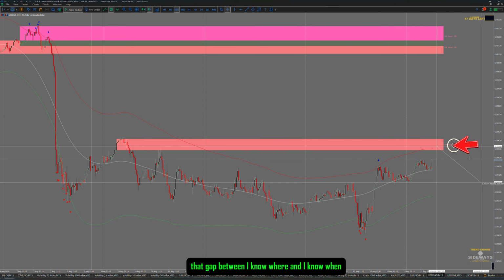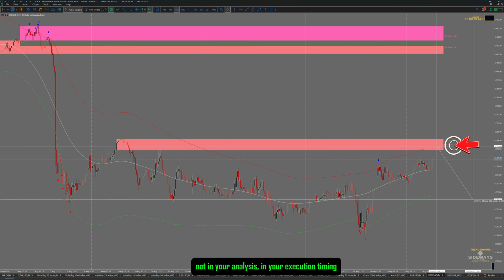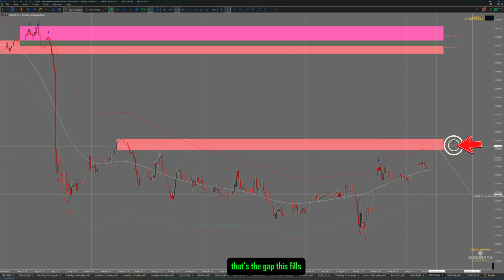That gap between I know where and I know when is where most of your losing trades live, not in your analysis, in your execution timing. That's the gap this fills.